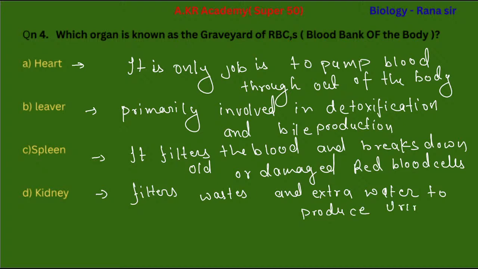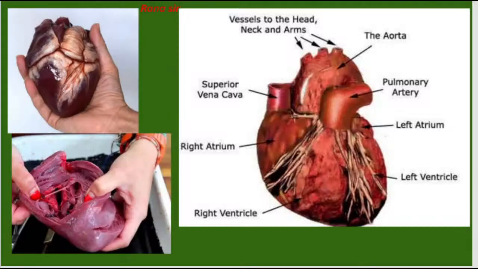Can you see these pictures of the real organs? This one is a picture of a real heart. On the left is the vessel to the heart, neck and arms, and the right one is the aorta, and the pulmonary arteries, and the superior vena cava, and the right atrium and the left atrium, and lower down the left ventricle and right ventricle. This is a real figure, and when we tear it down it looks like this.